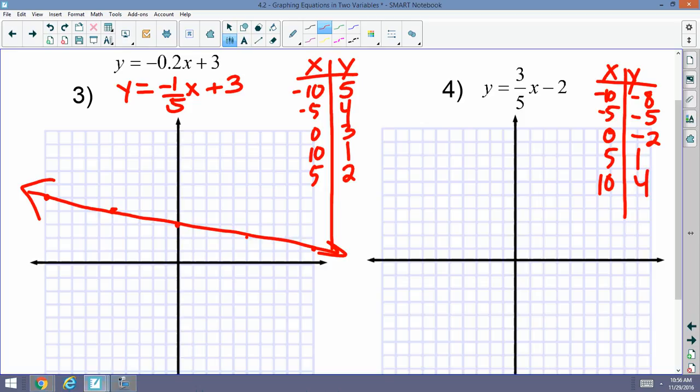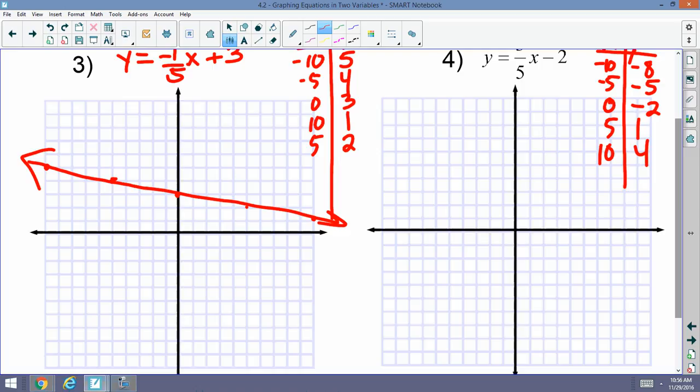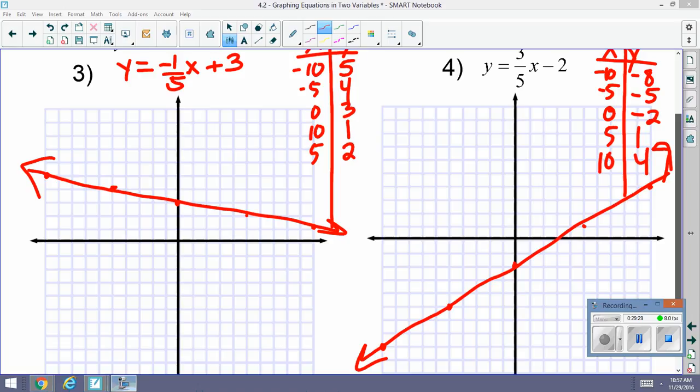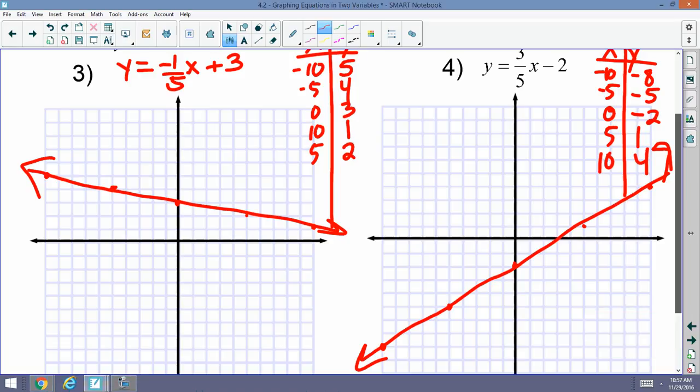So negative 10, negative 8. 1, 2, 3, 4, 5, 6, 7, 8. And then we got negative 5, negative 5. Then we got 0, negative 2, 5, 1, and 10, 4. And you connect the dots, and you got yourself a line. Does this make sense, gentlemen?